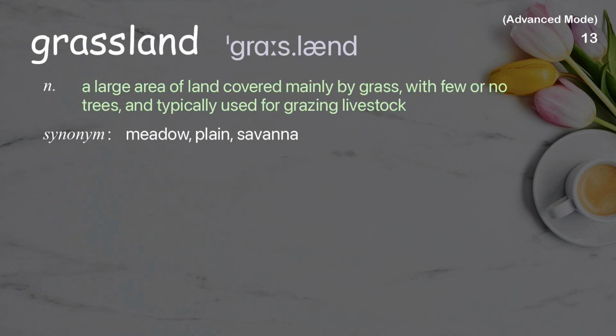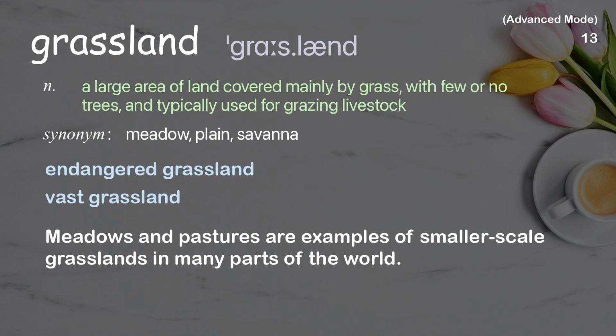Grassland. A large area of land covered mainly by grass, with few or no trees, and typically used for grazing livestock. Examples: endangered grassland, vast grassland. Meadows and pastures are examples of smaller scale grasslands in many parts of the world.